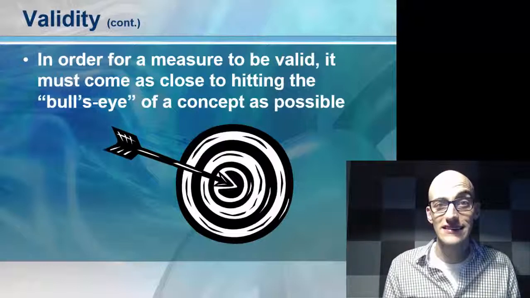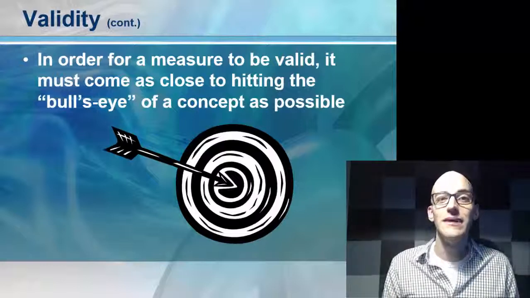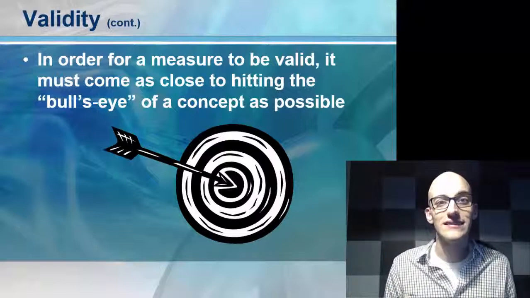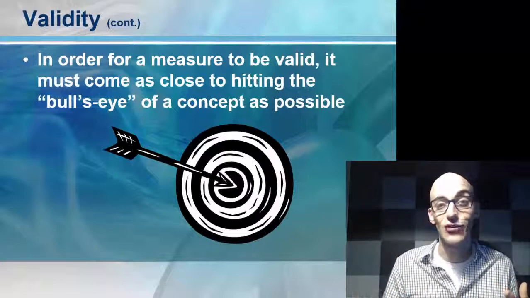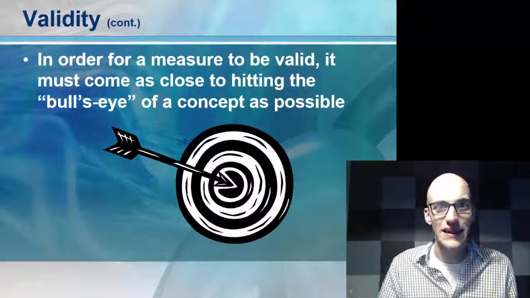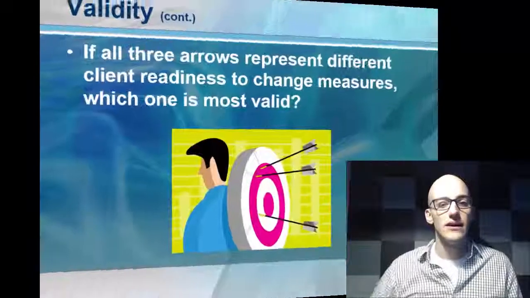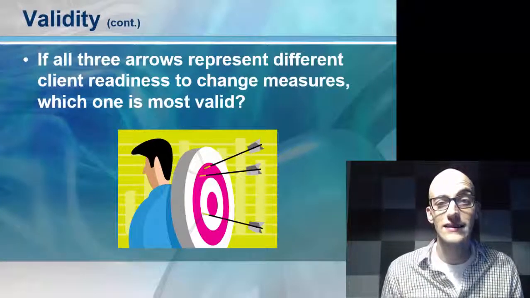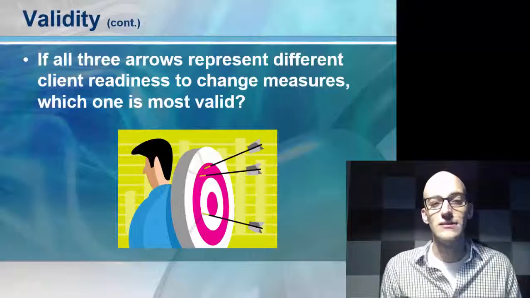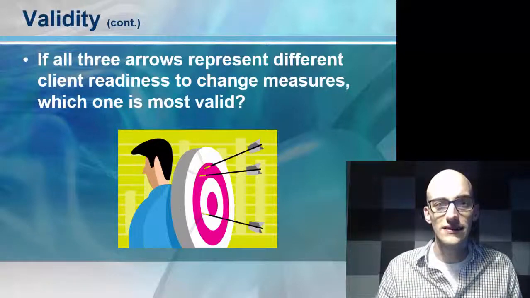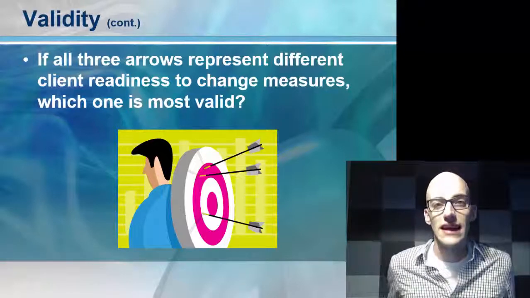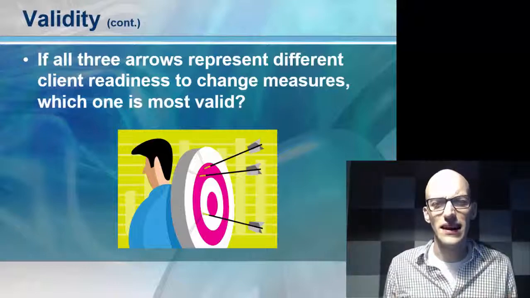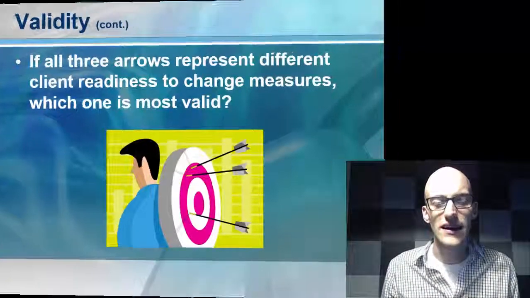But in social sciences, it's a little bit more complicated, right? Measuring depression is going to be a lot more challenging because there's a lot more dimensions to depression than something like head circumference. So let's look at this example here. If all three of these arrows represent different client readiness for change, which one is the most valid? It looks like the arrow that's closest to the bullseye, right? We're trying to get as close to that concept that we're trying to measure as possible here.